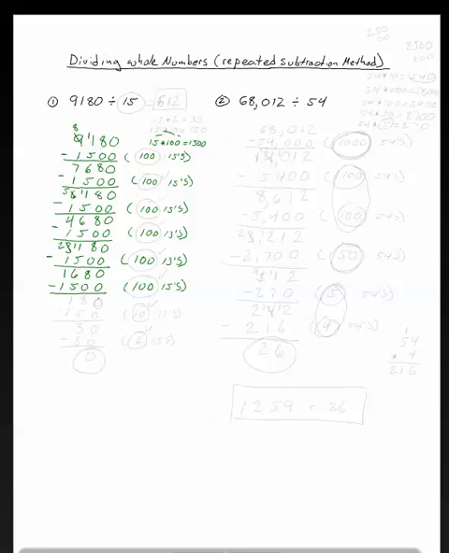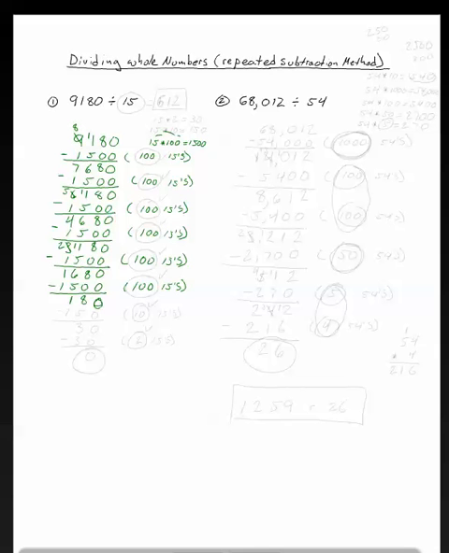8 minus 0 is 8. 0 minus 0 is 0. 8 minus 0 is 8. 6 minus 5 is 1. And 0 minus 0 is 0, so we don't need any more of those. Now when I get here, I can't subtract 1,500 again.